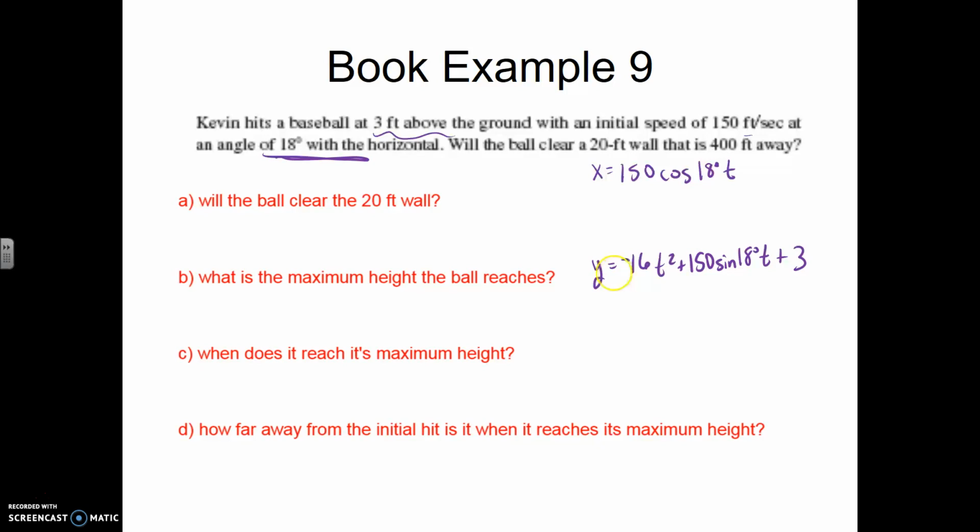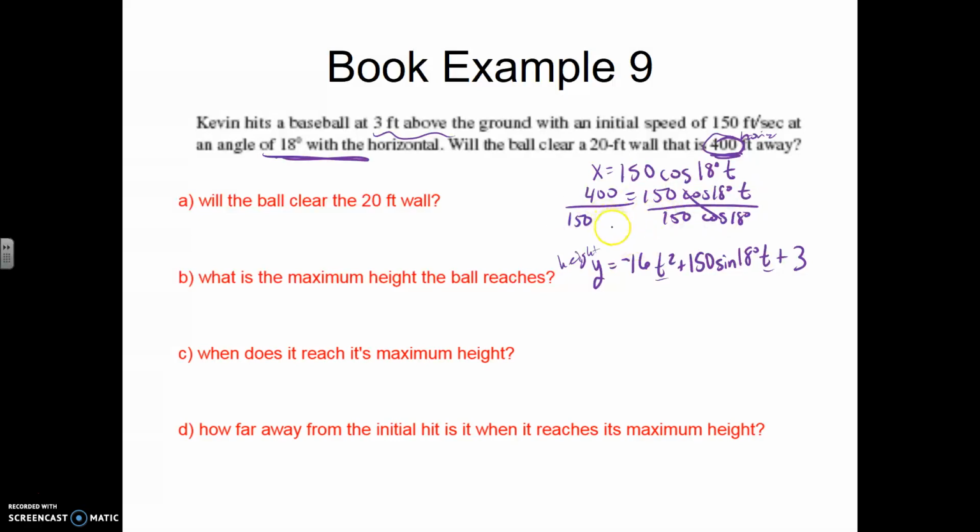Ultimately, I want to know the height when it reaches the wall. The problem is my height equation only has t's in it, which is time. So I first need to find the time that it takes to get to the wall that is 400 feet away. This is a horizontal distance, so I plug in the 400 for my x equation, and you can see that just leaves me with t to solve for. In order to solve, I would just divide both sides by 150 cosine 18 degrees.